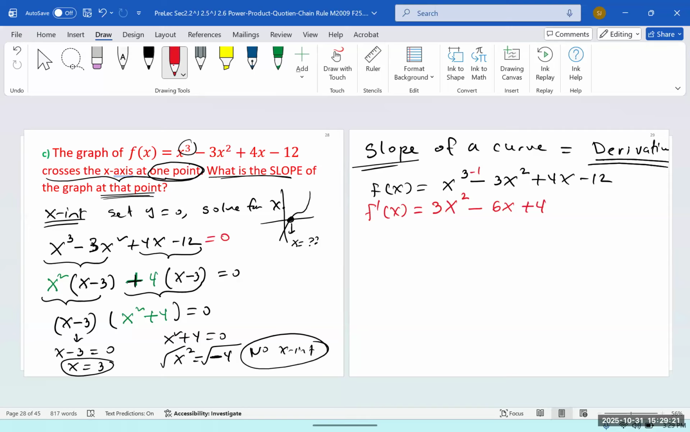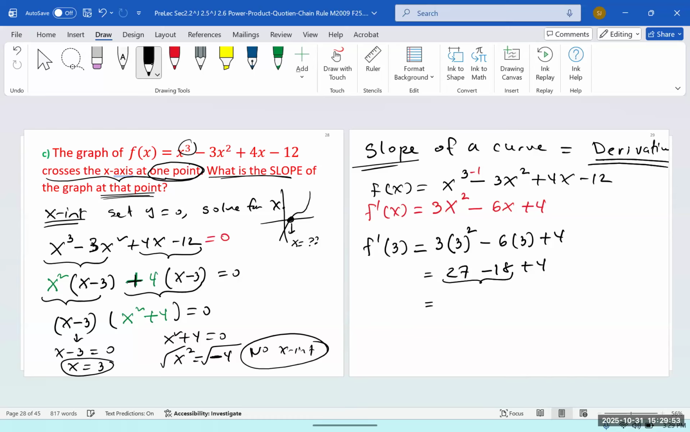And now what do you have to do? Substitute. It says, what's the derivative for your x value 3? So the derivative at 3. What do you do? Plug in. So 3 times 3 squared minus 6 times 3 plus 4. So this is 27 minus 18 plus 4. 27 minus 18 is 9. So 9 plus 4, 13.